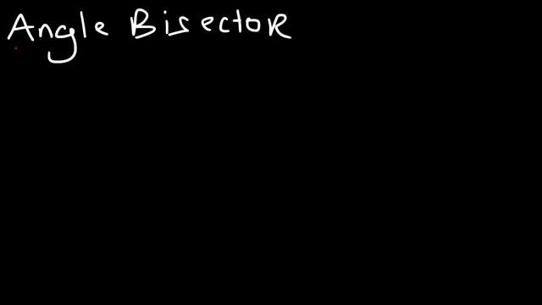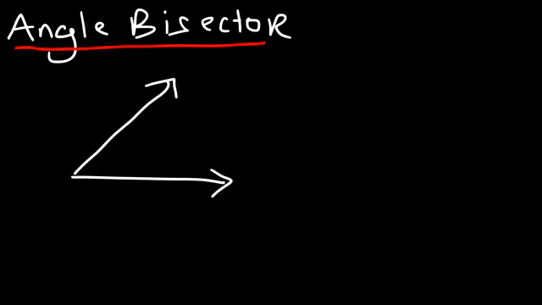Next up in our list of things to discuss is the angle bisector. So what is an angle bisector? An angle bisector is a ray that bisects an angle into two equal parts. So let's say we have, let's call this angle ABC, and we have a ray that emanates from point B, and let's call this ray BD. So ray BD is an angle bisector if it bisects angle ABC into two equal parts.